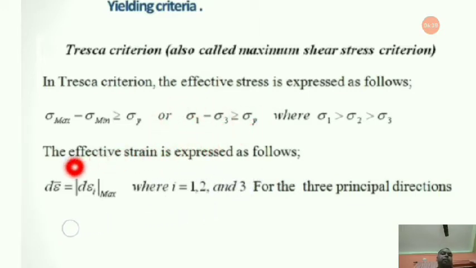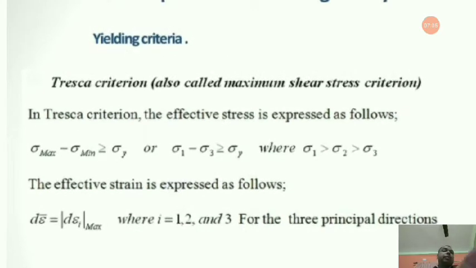Okay, now the effective strain is expressed as follows: d epsilon should be the mod of d epsilon i max, where i is 1, 2, 3 for the three principal directions x, y, z. That is the criterion. So this is the main thing for the Tresca criterion. Actually, this is the yielding criterion we are going to use while designing, while working on metals, ductile metals actually. So Tresca is one of the most important ones.